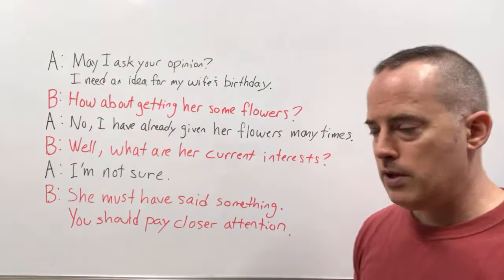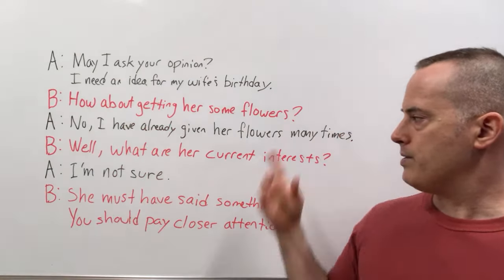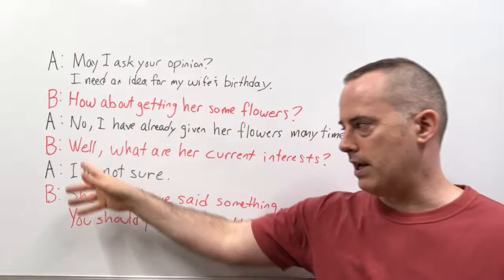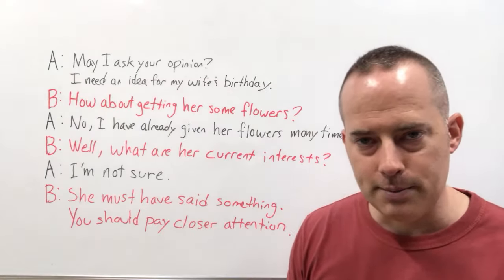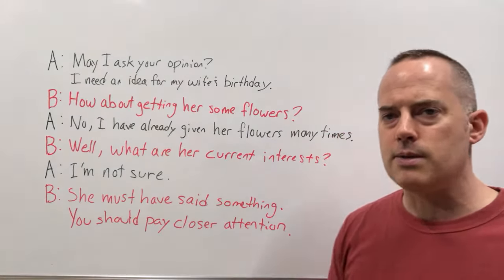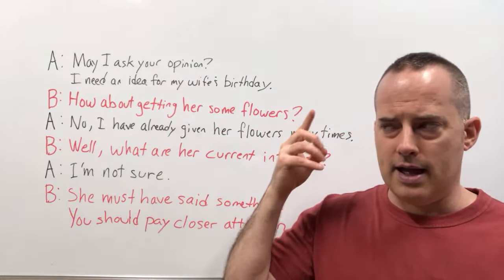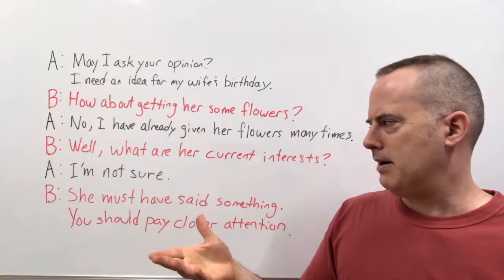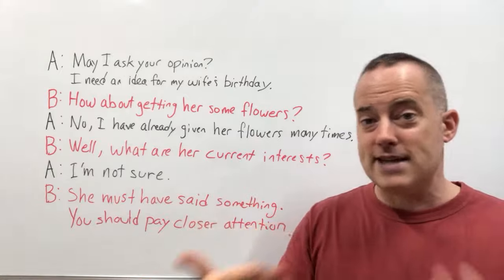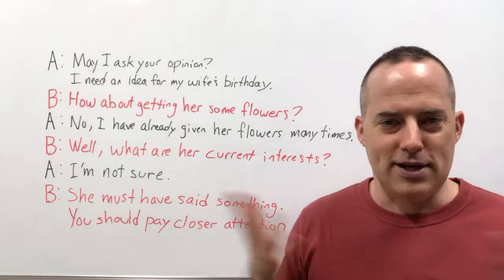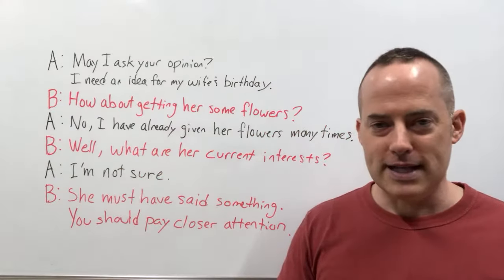Vladimir, nice to see you there. All right, so he says, no, I have already given her flowers many times. He's a little bit frustrated, and I say, well, what are her current interests? Abdul, nice to see you there from Egypt. What are her current interests? So now I'm trying to think, like, how can I help him find something and make him think more about his wife? So he's asking me what to get his wife, and I don't really know. So I'm trying to think, okay, well, what are her current interests?